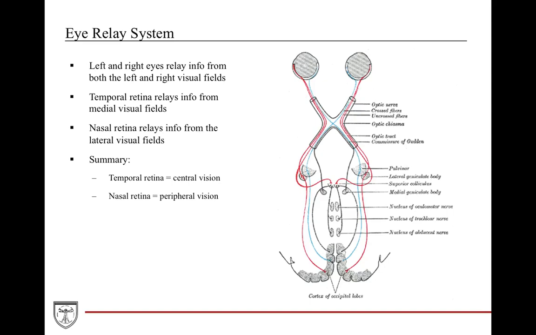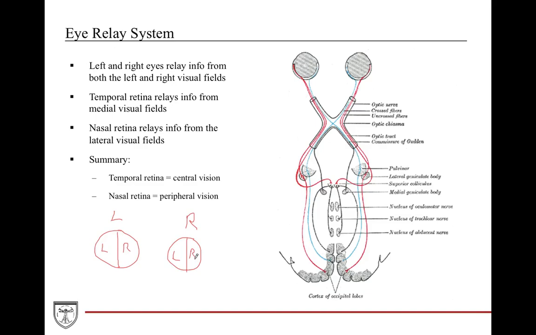Your left and right eyes relay information from both the left and right visual fields. That might be a little confusing, but if this is you looking out into the world, like we're looking into this computer screen, and you were to split it up into half, this is your left eye and this is your right eye. Your left eye sees the left visual field and the right visual field. Your right eye also sees a left visual field and a right visual field.